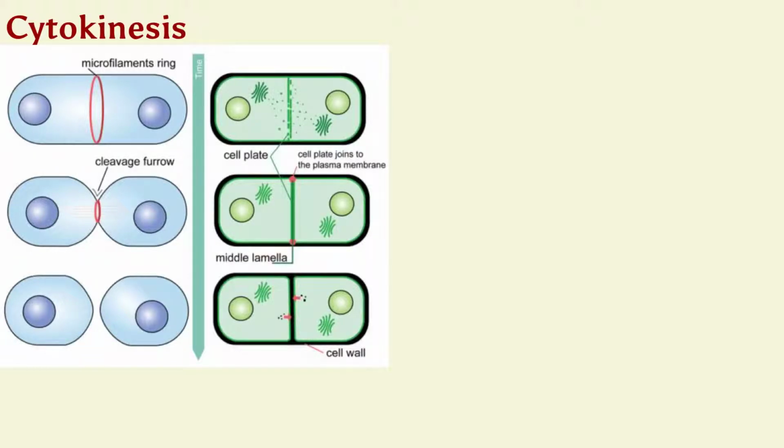Cytokinesis occurs somewhat differently in plant and animal cells. In animal cells, the plasma membrane of the parent cell pinches inward and along the cell's equator until the two daughter cells form. In plant cells, a cell plate forms along the equator of the parent cell. You actually get this cell plate forming here. And then a new plasma membrane and cell wall form along each side of that cell plate.